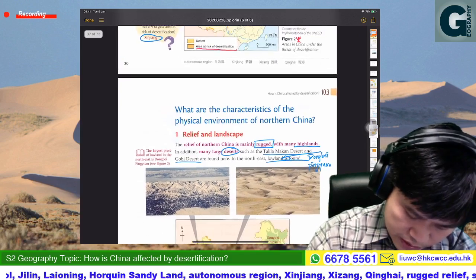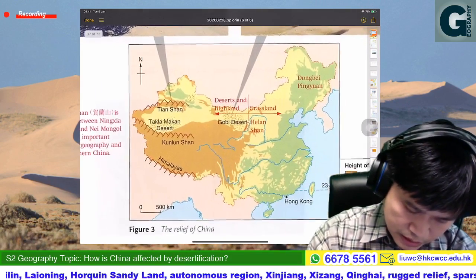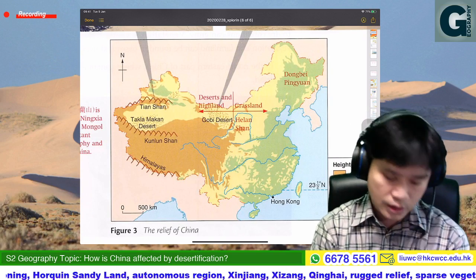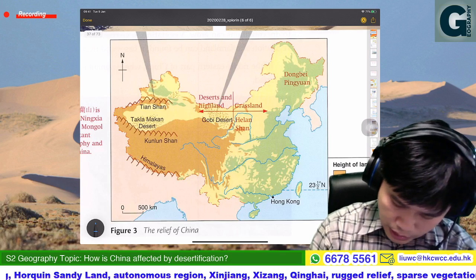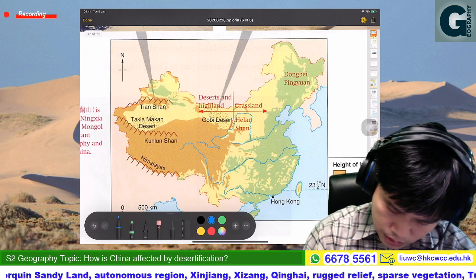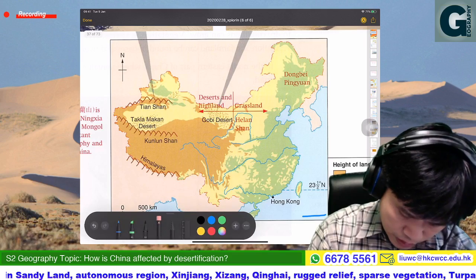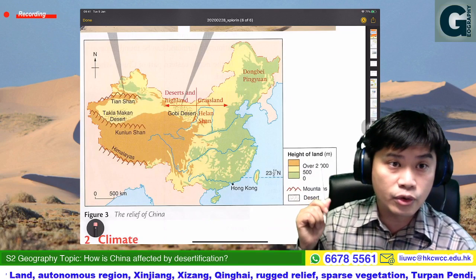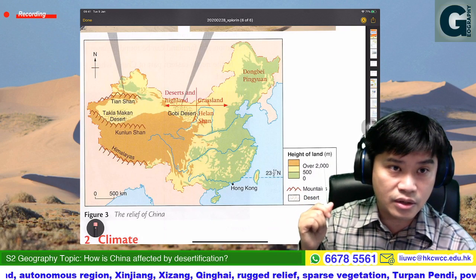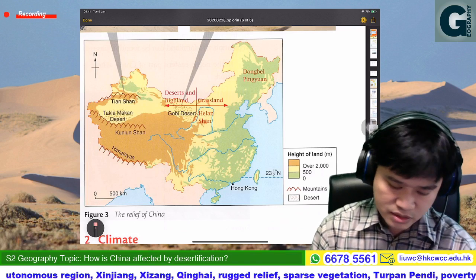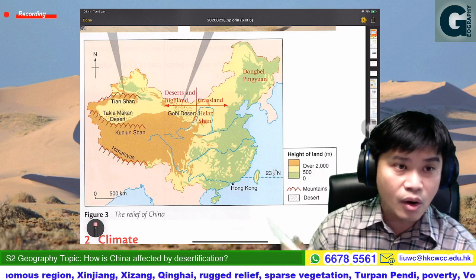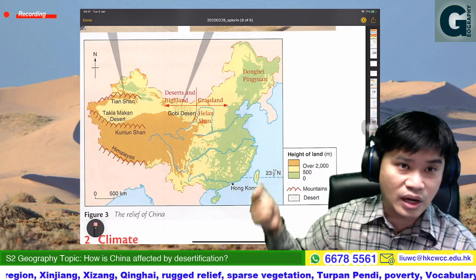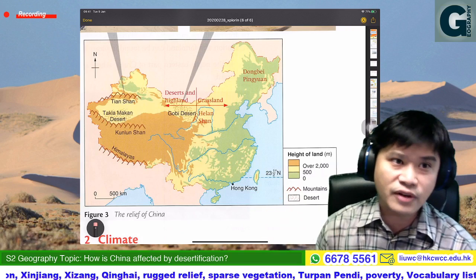From these figures, or from this map, you can see the basic distribution of the relief in mainland China. You can see that in the west, I always mention the west first, you may refer to the legend here for the height of the land. Most areas in the west are over 2,000 meters, but in the east, it is below 500.